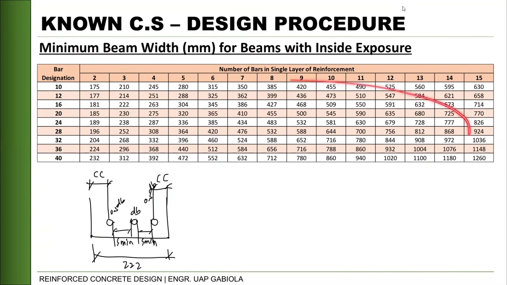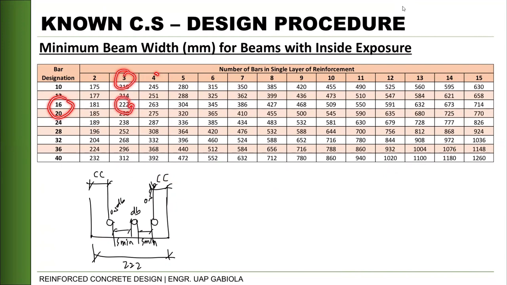And this table already calculates that for you para ma-check mo kung halimbawa meron ka lang 300 mm na width, and then ito yung i-support mo, 3 pieces na 16, ibig sabihin, kasyang-kasya yung mismong rebar mo. Kasi 222 yung required pero 300 yung gamit mo. So, kasya yung 3 16 mo.